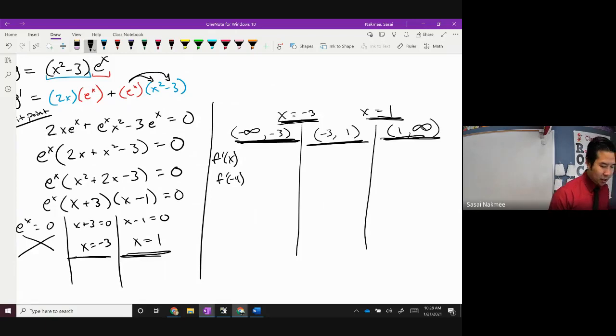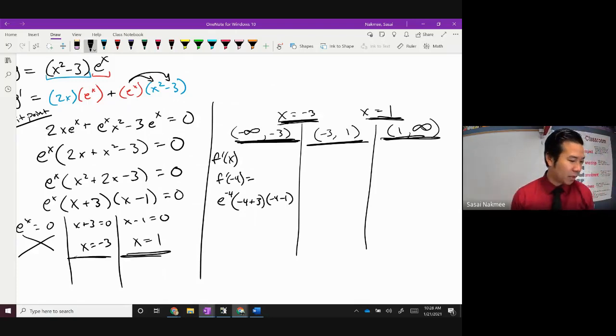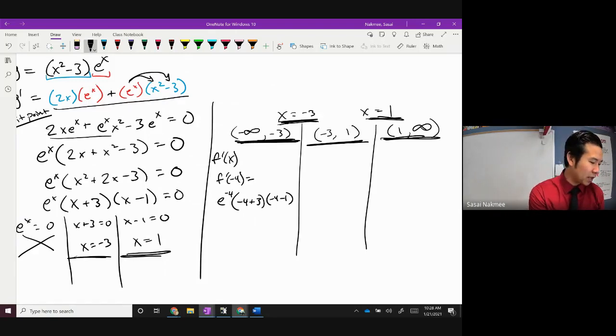I'm going to plug this into the derivative right here. I'm going to plug it into the factored form, by the way. Okay? So I'm going to plug that in. And this is going to be e to the negative 4 times negative 4 plus 3 times negative 4 minus 1. Why do I plug it into the factored form? I'm just messing around. You could plug it into the actual derivative up here if you wanted to. I'm plugging it into the very bottom one right here, and you'll see why right now.